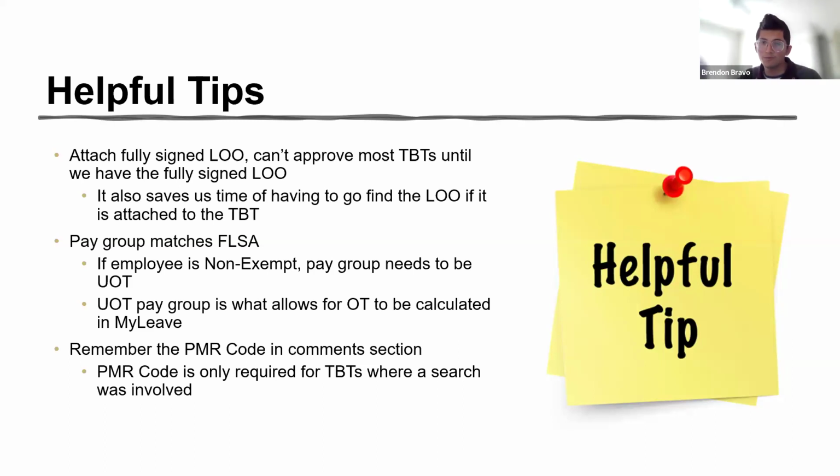So those codes go in, and then once it's approved, Central HR runs a report, and they're able to use those codes to pull out and ensure that the person that was placed in there actually went through a correct search. And if it's accidentally approved and it doesn't have the PMR code, they reach out to us and we have to then go find it. So it helps us save a lot of time if the PMR code is there.